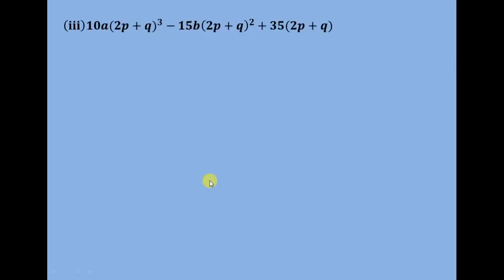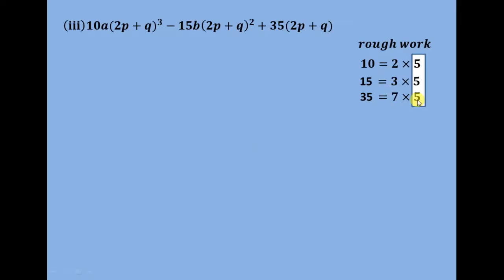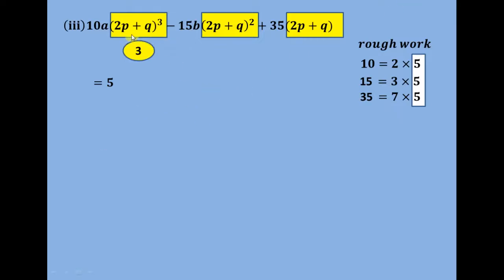Let's see another problem where we have three terms. We know that first we need to take a common from numbers. 10 can be written as 2 into 5, 15 as 3 into 5, and 35 as 5 into 7. So I'll take common 5 from the numbers. Now from the variable, I can see here that 2p plus q is common in all. As I have already told you, we need to check the power. The power of 2p plus q here is 3, here is 2, and here is 1.